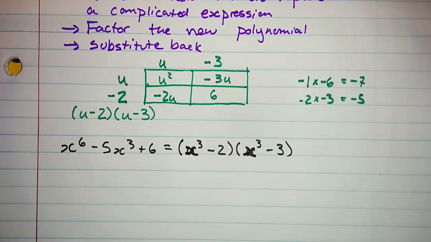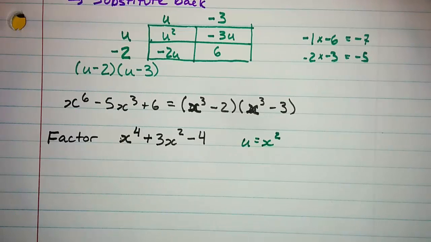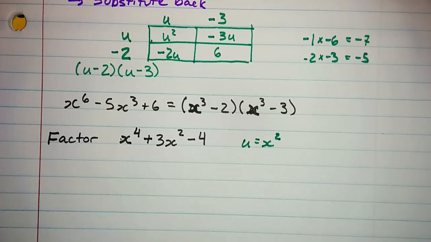Alright, I'm going to give you one of these to try telling you what substitution to do. And then I'll give you another one to try and see if you can spot the substitution. Factor the polynomial x to the fourth plus 3x squared minus 4, using the substitution u equals x squared. And remember to be on the lookout to be able to factor the binomials that you get. Pause the video and try this now.